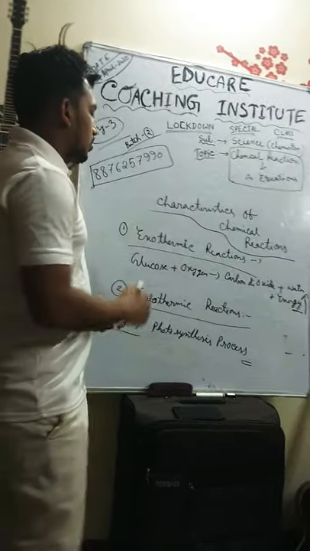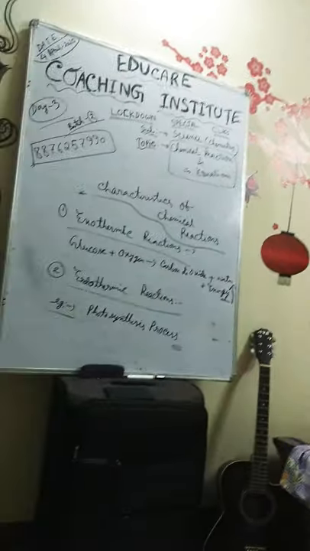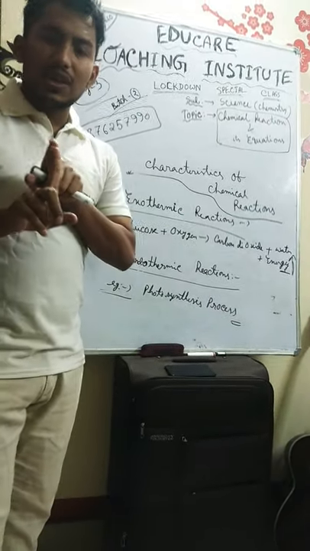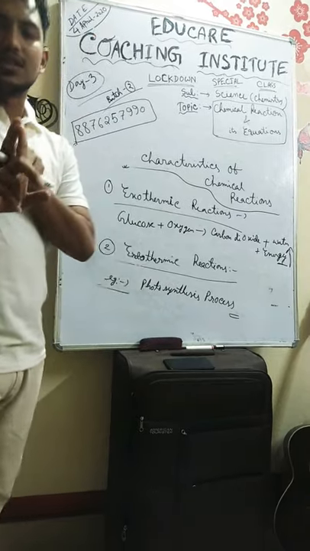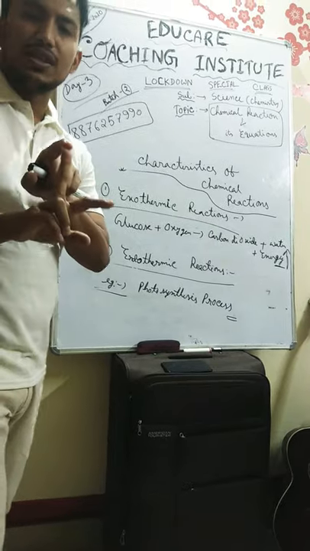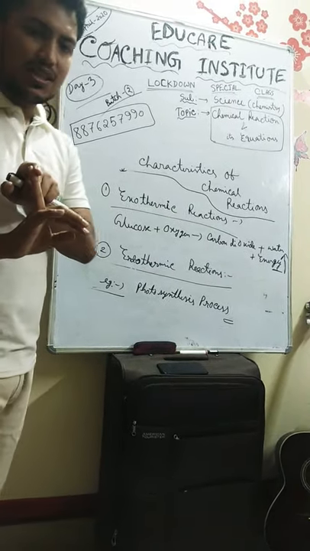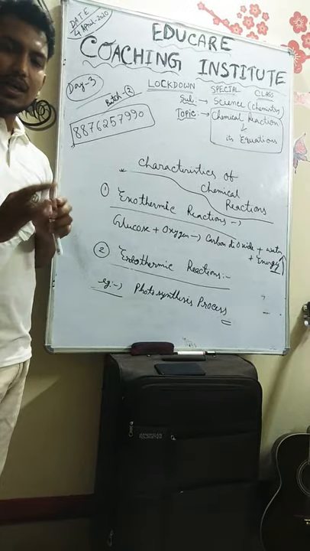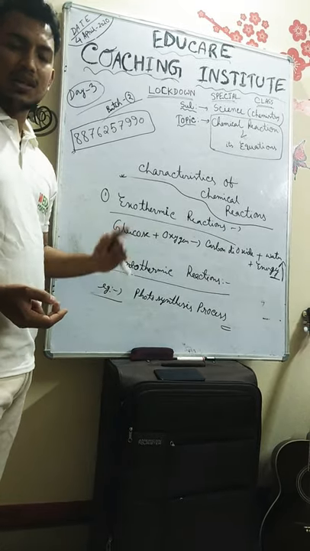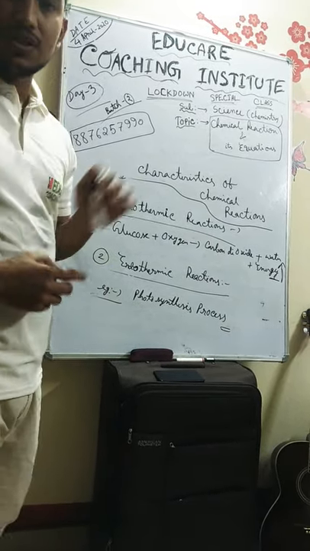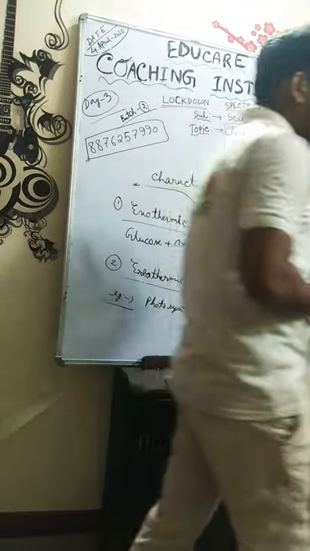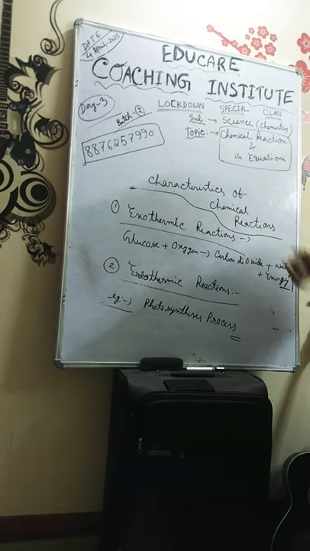So these are the three topics we have discussed today. First one is what are the types of changes, chemical changes and physical changes. Number two, chemical reaction and equation and its balancing. Number three, characteristics of chemical reactions. Number four, two types of reactions, exothermic reactions and endothermic reactions. Introduction about these two types of reactions with the examples. So these are the basic introduction about the first chapter, which is chemical reaction and its equation.